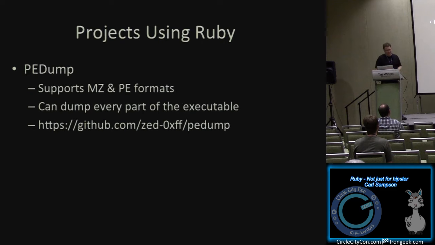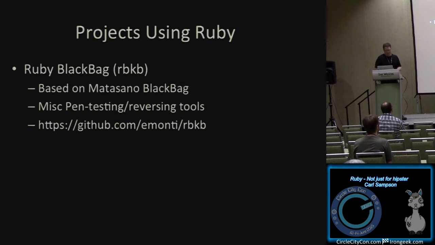PE dump, which dumps and lets you look at and evaluate the Microsoft executable formats, the MZ, the old school DOS type executable, and then the PE, the new portable executable. So you could dump and inspect every part of that and do interesting things with those. There's a Ruby black bag, which is based on the Metasm black bag. More miscellaneous pen testing tools. That and Ronin go together pretty nicely as far as what they can do.